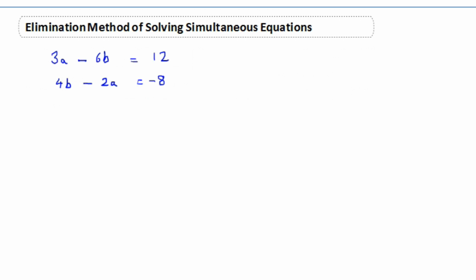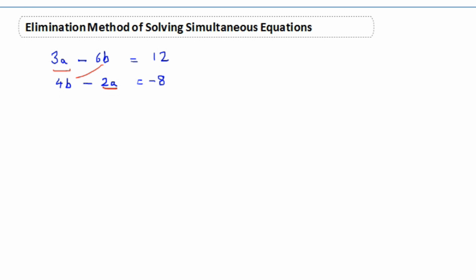Let's try and do this where it's 3a minus 6b is equal to 12 and 4b minus 2a is equal to 8. Now here if we see, there is one little problem. The a term is here, and here the a term is written here, the b term is here, and here the b is here. Well, this looks quite a mess. So the first step that I'm going to do is rearrange these equations in a proper manner.